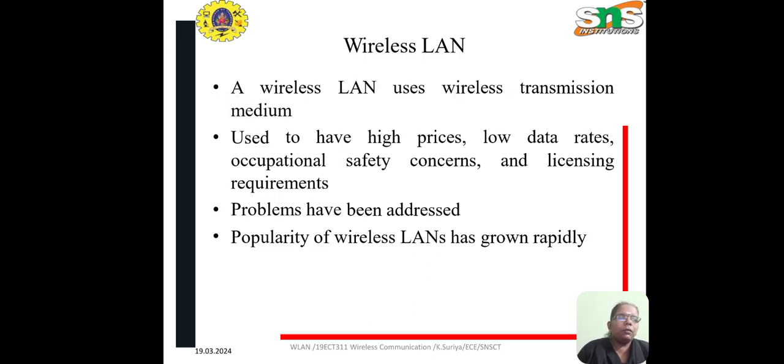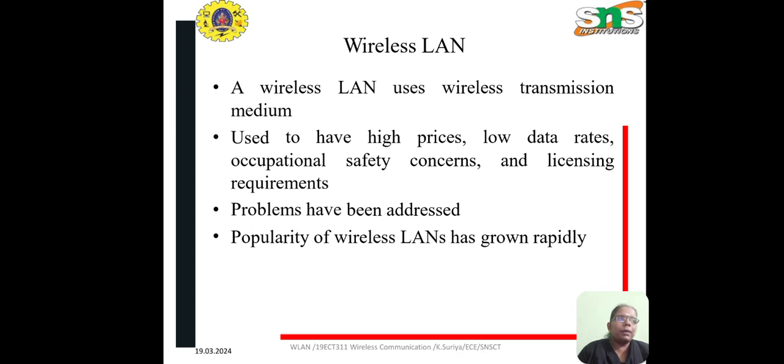WLAN stands for Wireless Local Area Network. WLAN is a local area network that uses radio communication to provide mobility to the network users while maintaining the connectivity to the wired network. A WLAN basically extends a wired local area network.